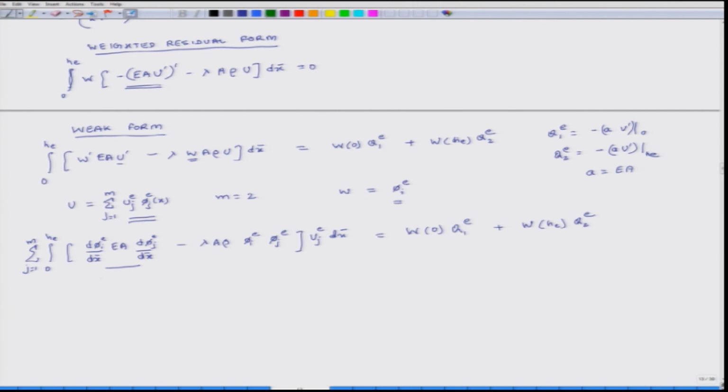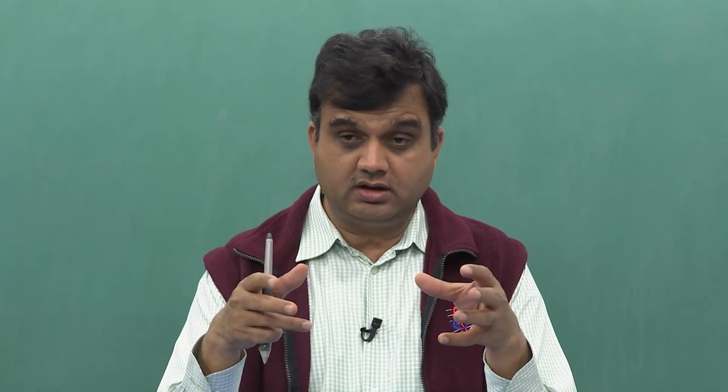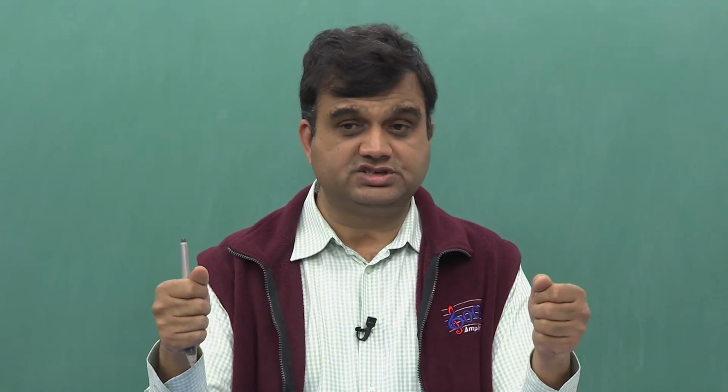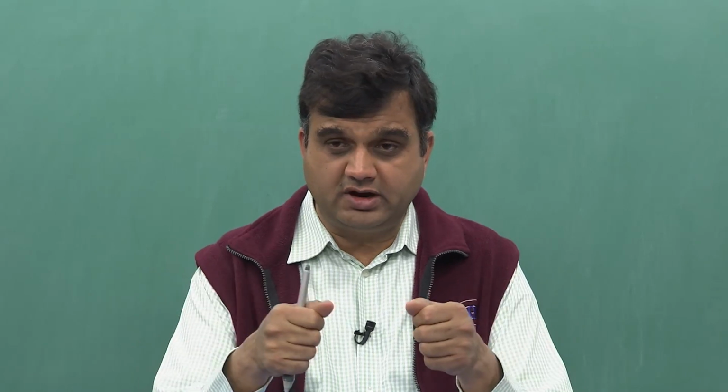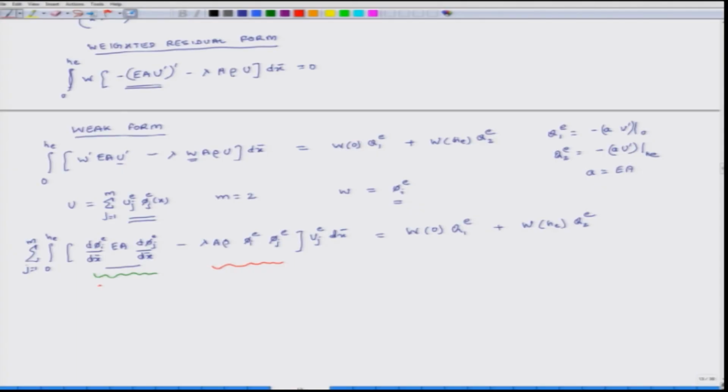Now, we look at these two terms, the one in green and the one which is underlined in red. Okay. The green term has EA embedded in it. A is the area of cross section and E is the Young's modulus of the material. And so it represents the stiffness of the system. If you have a stiffer system, E will be high. If you have a very compliant system, E will be less, right. So, this represents the stiffness of the system.